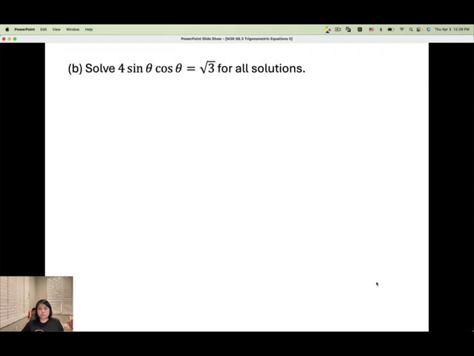Okay, B. Same question, but this time theta will be for all solutions. So we're going to do the same thing, just like the previous slide. We're going to get sine 2 theta equals root 3 over 2. Same idea, the reference angle will be 60 degrees, and quadrant 1 and quadrant 2.